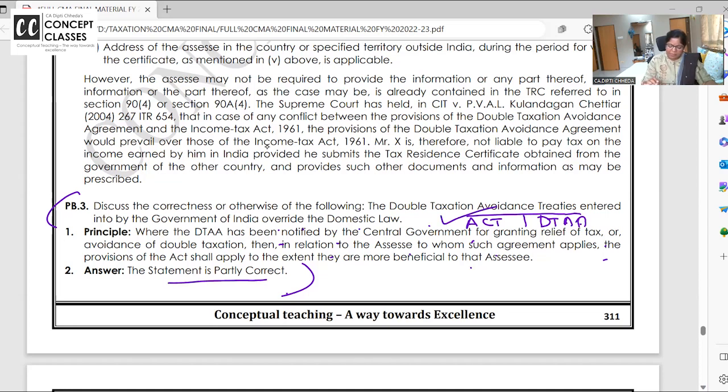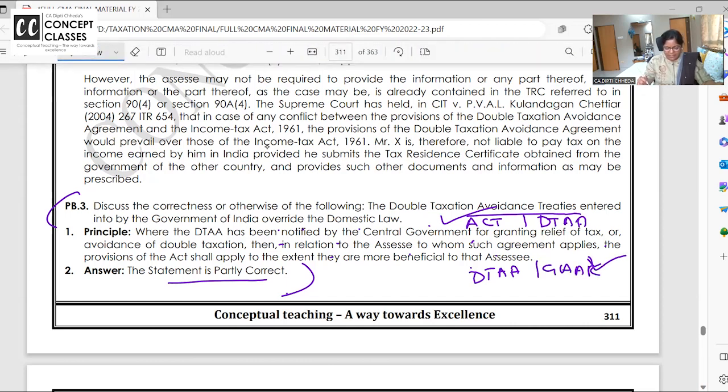So the statement is partly correct. But if the same point comes again, why was it called partly correct? Because if there is DTAA and GAAR, then which will prevail? GAAR. Okay, right. So I will discuss this again tomorrow. Read and come.